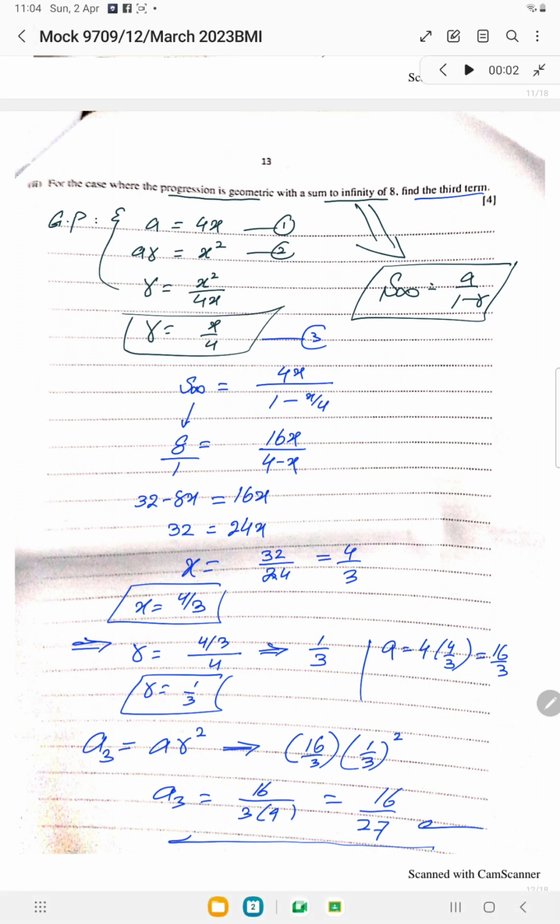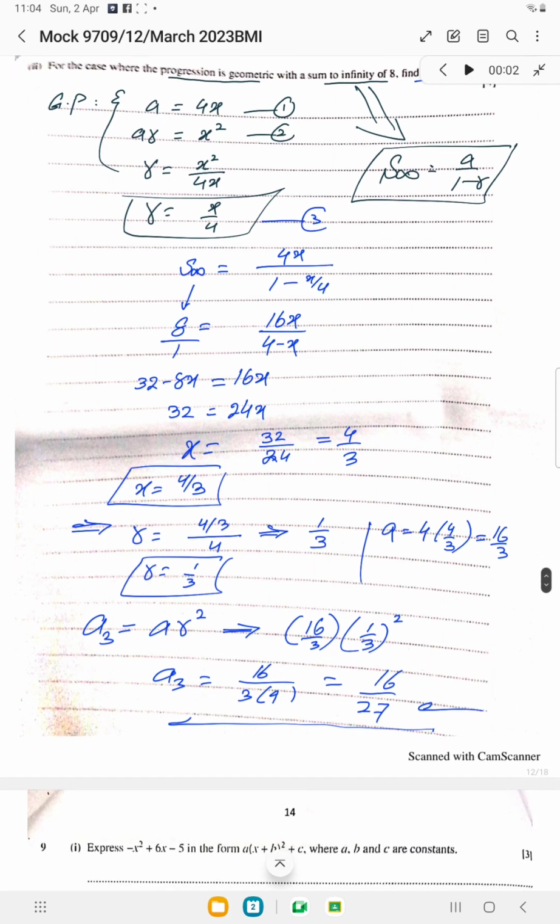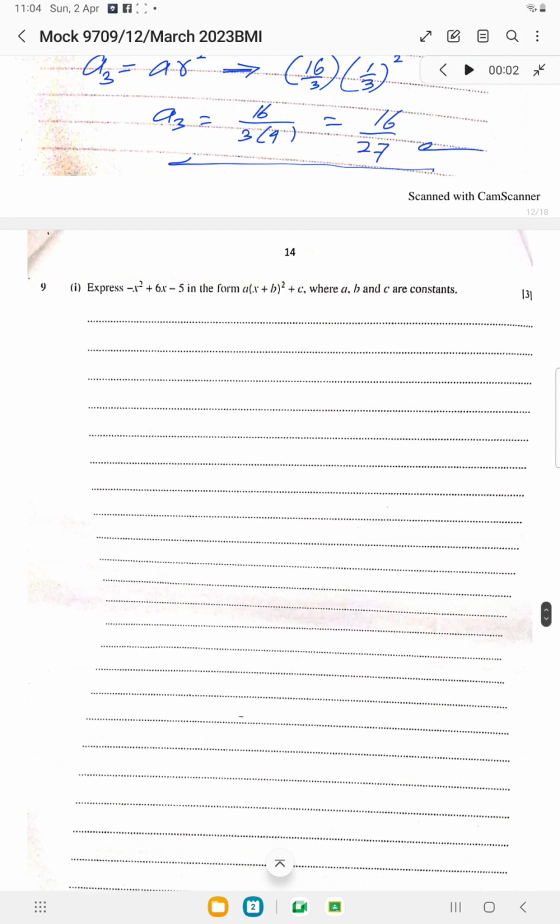Let's proceed to question number 9. This video is almost 50 minutes. So here, guys, question number 9: express this in the form. This is a simple case of completing the square, which you guys are well aware of.